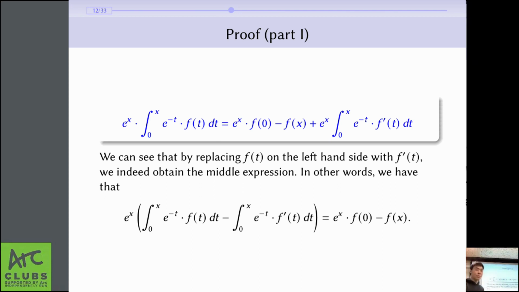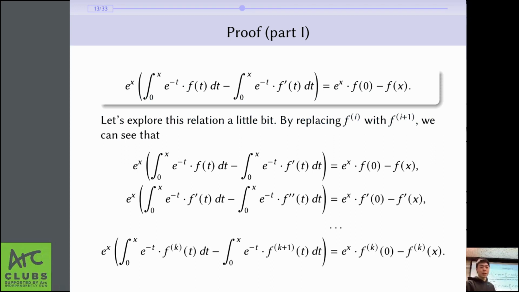If I replace f of t with f prime of t and I add the two equations together, then the integral from 0 to x of e to the minus t times f prime of t will cancel out, because when you're adding them together, the minus sign and the positive part will cancel. And what you're going to be left with is whatever is on the left-hand side and whatever is on the right-hand side, but this time you're going to replace it with a second derivative. So that's what we're going to do. We're going to replace the ith derivative with the (i plus first) derivative.